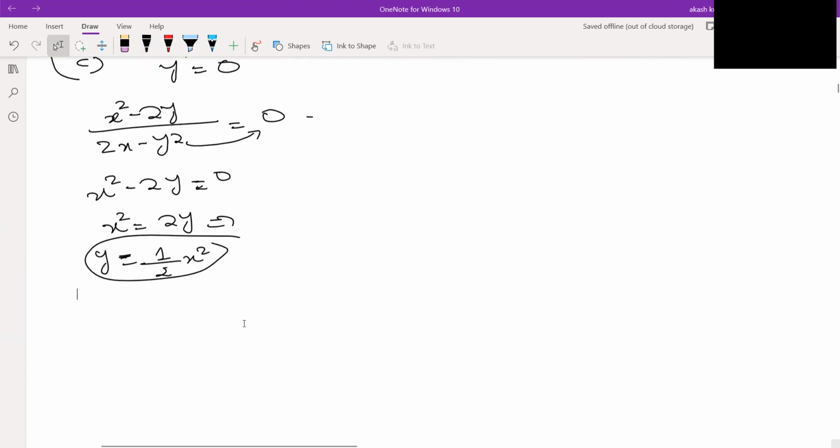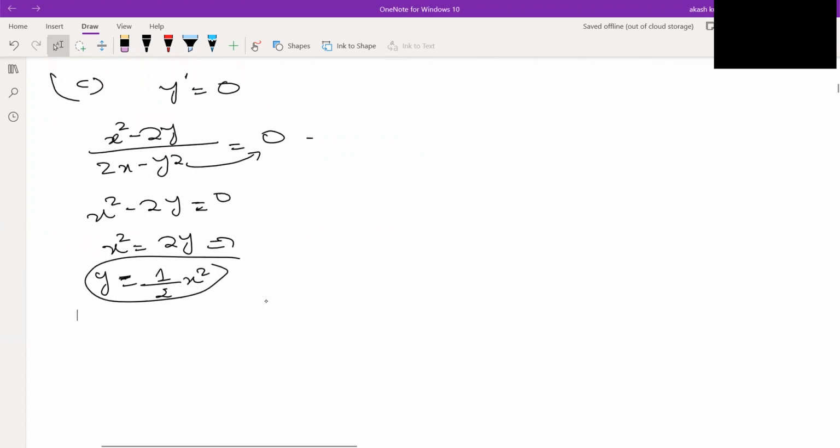No, we have to find out the point in the first quadrant where the tangent is horizontal. In part C, at what point in the first quadrant is the tangent line horizontal? So we have to find out the point x comma y. We have got the point y. Now we have to find out the point x.